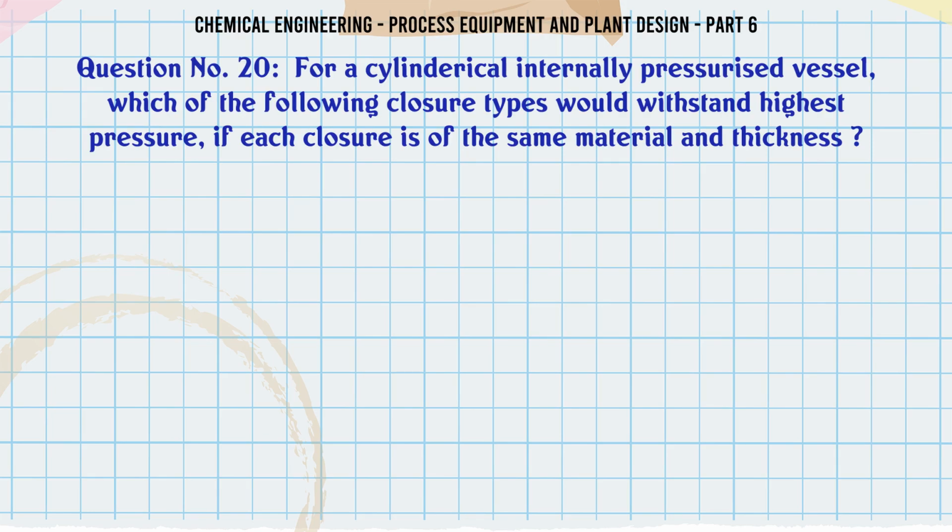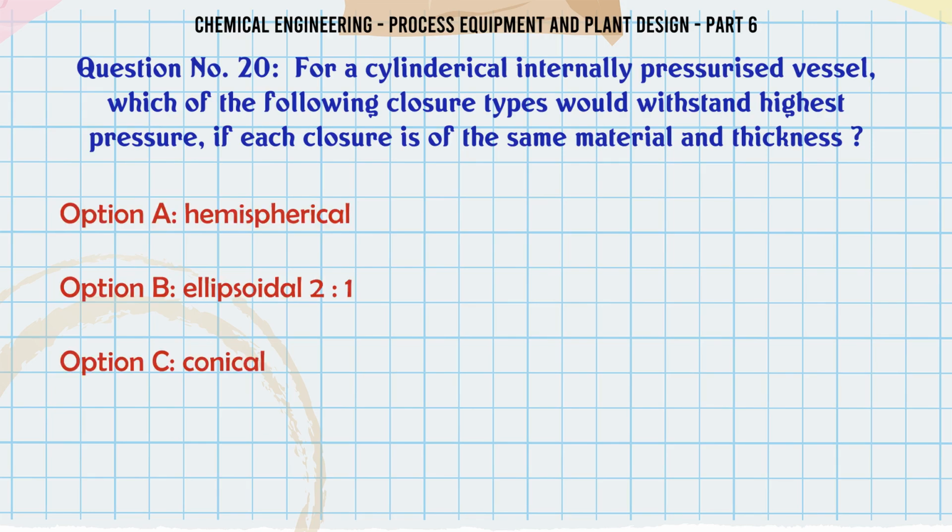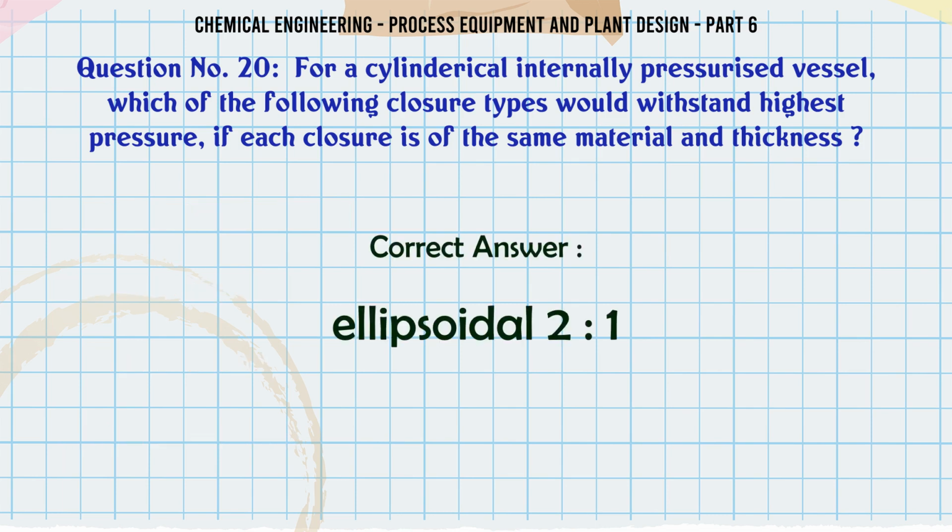For a cylindrical internally pressurized vessel, which of the following closure types would withstand highest pressure if each closure is of the same material and thickness? A. hemispherical, B. ellipsoidal 2 to 1, C. conical, D. flat plate. The correct answer is ellipsoidal 2 to 1.